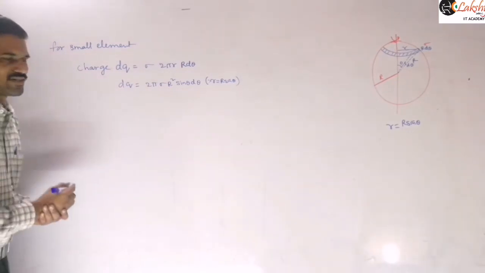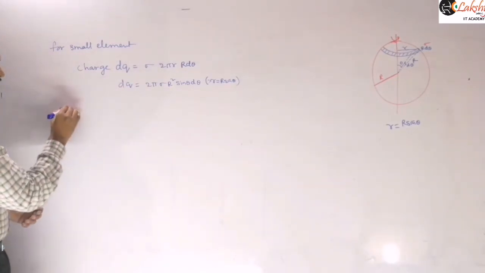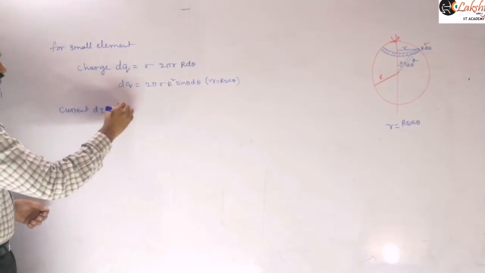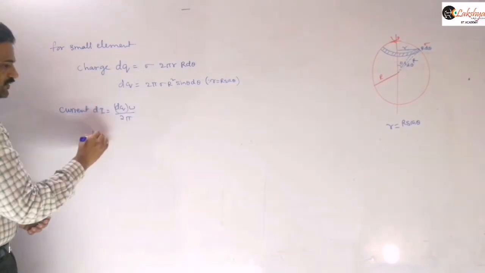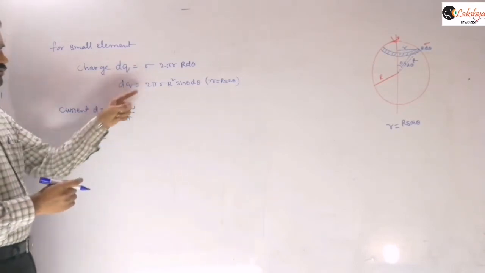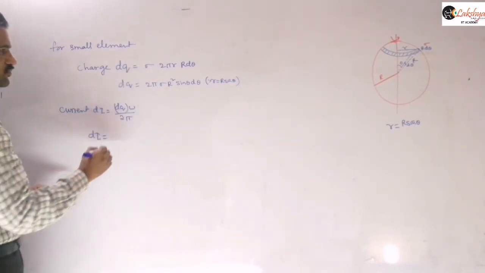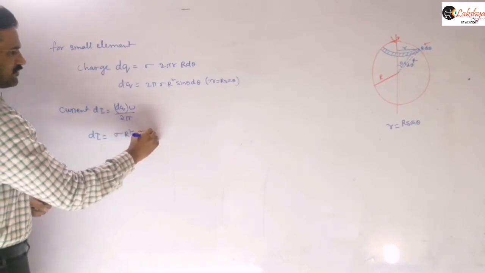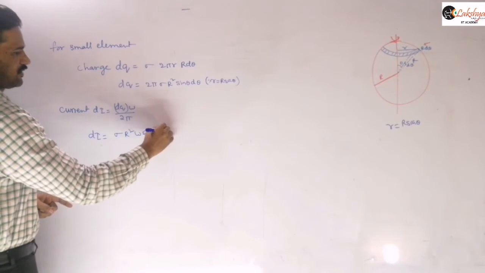Next let us write the current here. The current di is equal to dq into omega. Again you need to substitute dq, and this 2 pi and 2 pi will be cancelled. So di is sigma r square into omega into sin theta d theta.